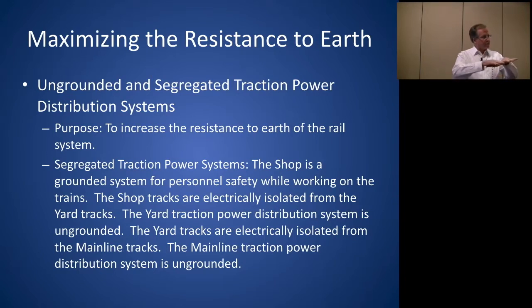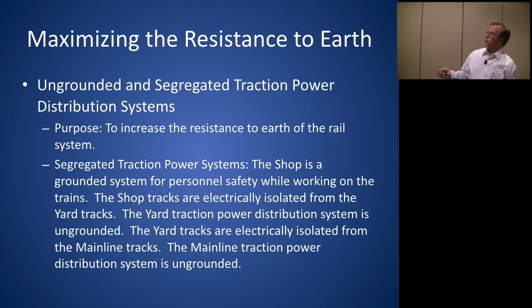We have an ungrounded distribution power system. We isolate the positive, the contact rail, or on light rail systems you see the wires overhead. That's insulated from ground. And then the tracks, we put insulated fittings on them and everything to keep them isolated from ground. That's how we maximize the resistance to ground to try to keep that current on that positive and negative and not leak into the soil.